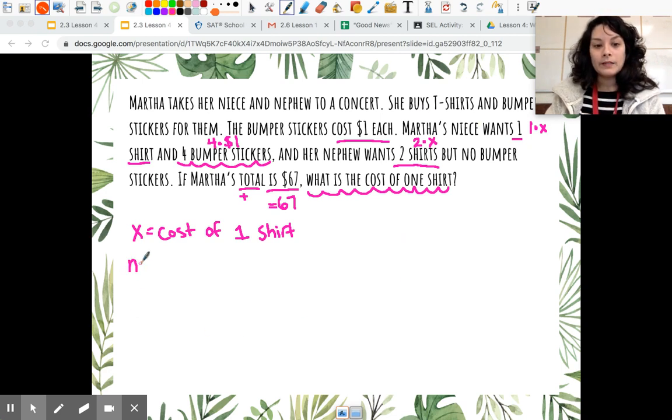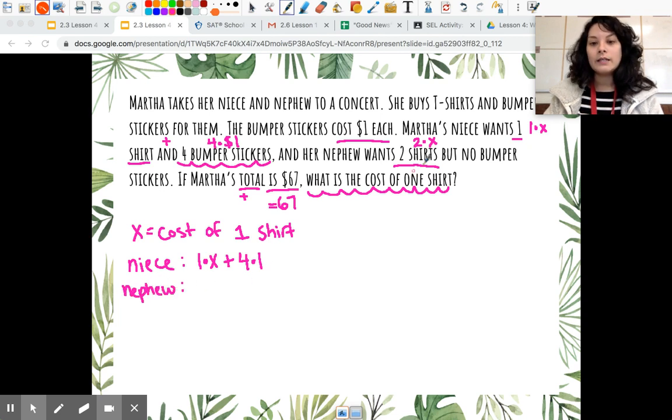So the niece, again, you can break it down into pieces first. This is how much was paid for the niece. She had 1 shirt, so 1 times x, and so I'm gonna add 4 bumper stickers, so 4 times 1. For the nephew, he got 2 shirts, so 2 times x, and no bumper stickers, so plus 0, or I just simply don't write anything. And if I take both of these expressions and I total them up, in other words, I add them together, this has to equal the 67 that Martha paid.